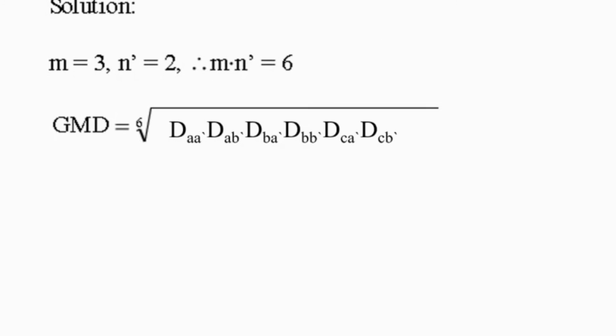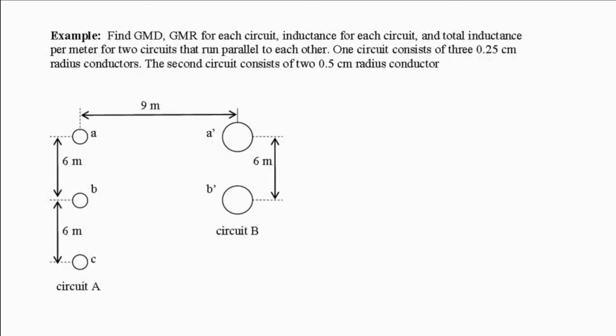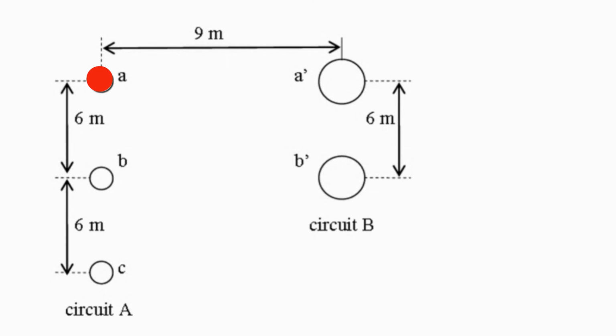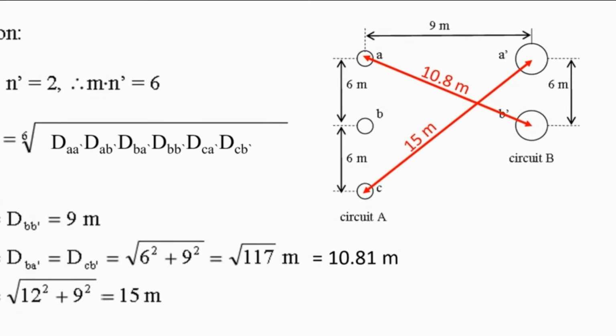See here, I'm taking the distance between, for example, A. On the other side you have A dash. Let's go back here. See here A, B, C, A dash, B dash. If I take A, I have D A A dash, D A B dash. I finish with this one. I go back, then I have D B A dash, D B B dash, down D C A dash, D C B dash. These are the distances that I have. You can see them here.